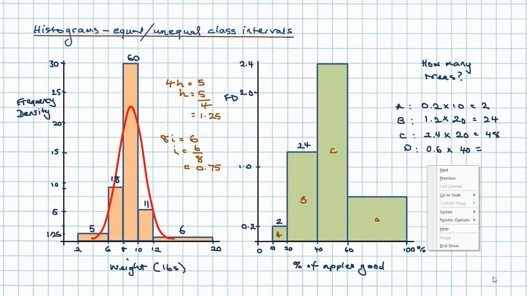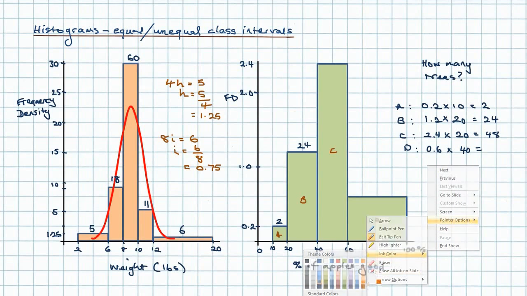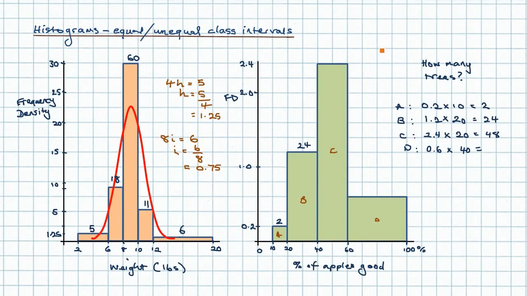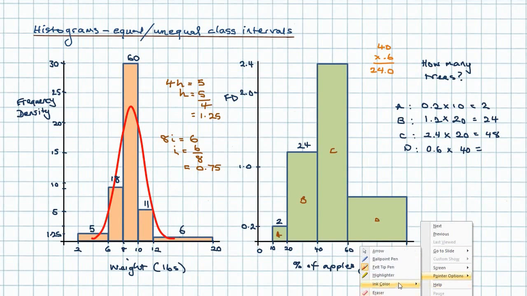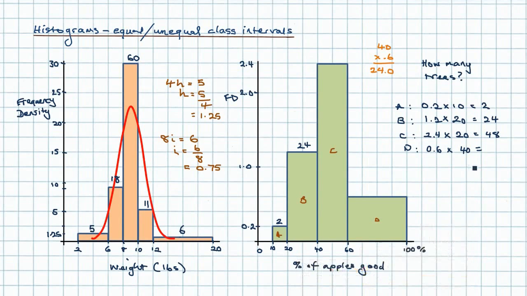Again, if you want to just calculate something like this very quickly, it's a good idea to go over to one side, make a little check. So we've got 6 times 40, you can do this mentally, but 6 times 0, 4 times 6, 24, and we've got 1 decimal point, so the answer is 24. Okay, so trees that have between 60 and 100% good apples, we've got 24 of those trees.